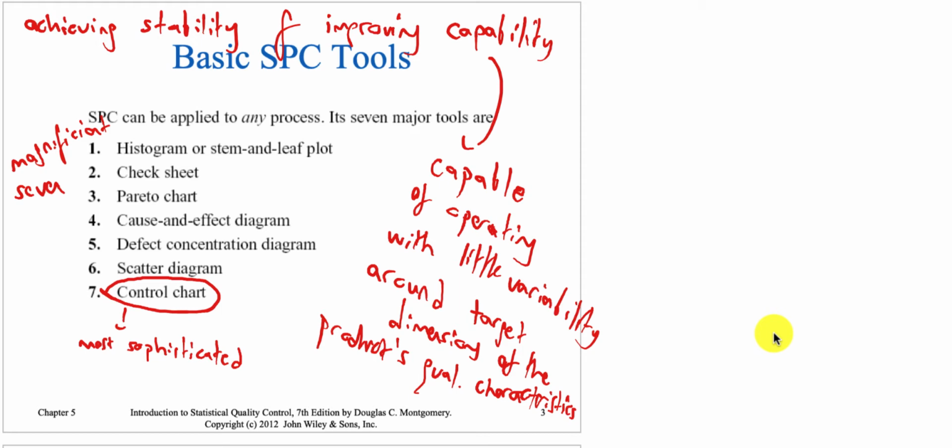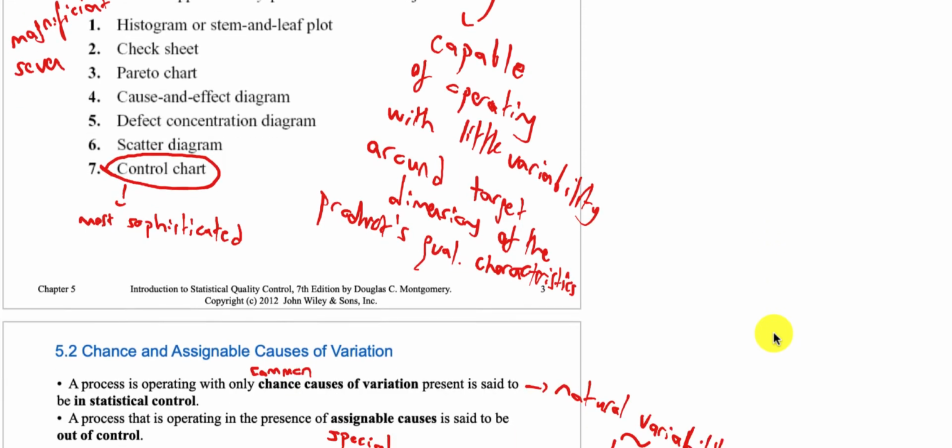The capability means, in the context of quality improvement, reducing variability around the target. So we are reducing the variability in the dimensions, the quality aspects, of the product's quality characteristics. Okay.